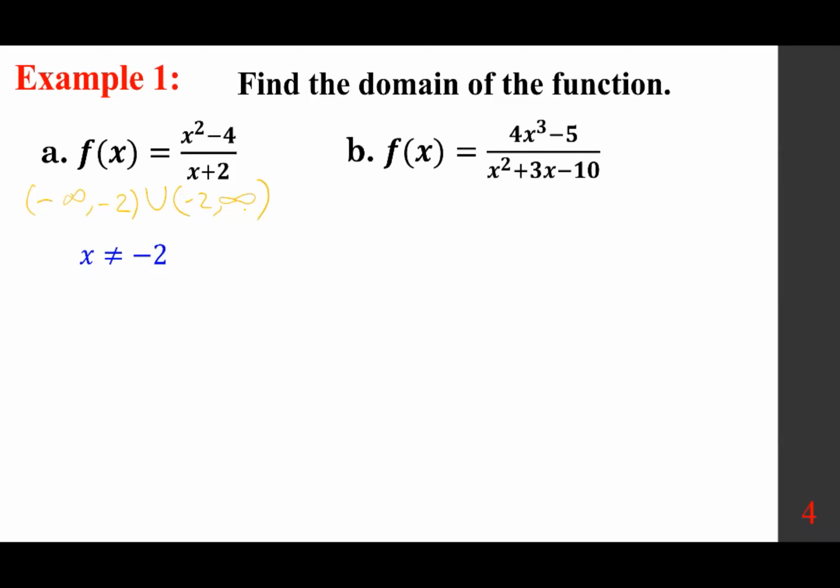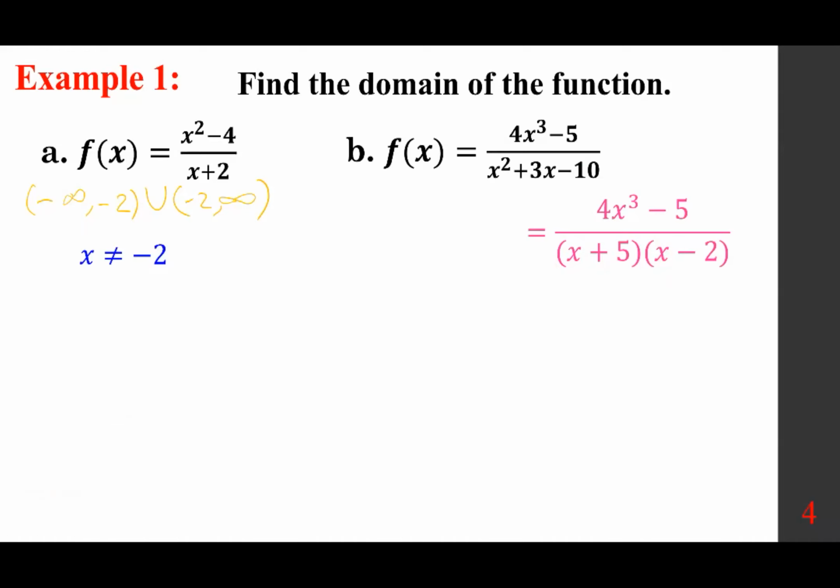We want to find the domain for f of x equals 4x cubed minus 5 over x squared plus 3x minus 10. Again, we set the denominator equal to 0 and exclude that. So first, we are going to factor the denominator. This becomes x plus 5 times x minus 2. We want two numbers whose product is negative 10 and whose sum is 3. I hope everybody is comfortable with that. Those are 5 and negative 2. So the denominator is 0 when x is negative 5. The denominator is 0 when x is equal to 2.